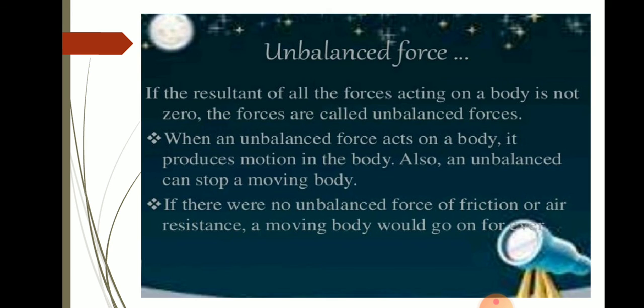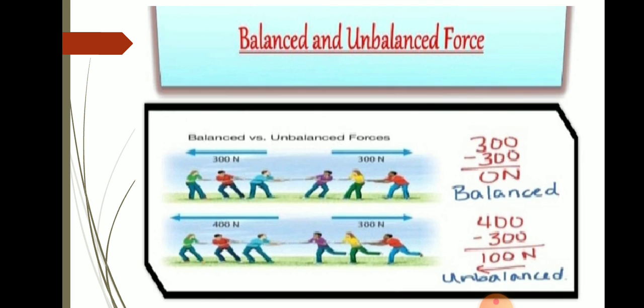If there were no unbalanced force of friction or air resistance, a moving body would go on forever. So here when the ball is moving on the ground, there is a force of friction acting on that ball, which makes that ball stop. So this is unbalanced force. That frictional force is an unbalanced force which is acting on the ball. If both were equal, then the body would be at rest. So this is about unbalanced force.